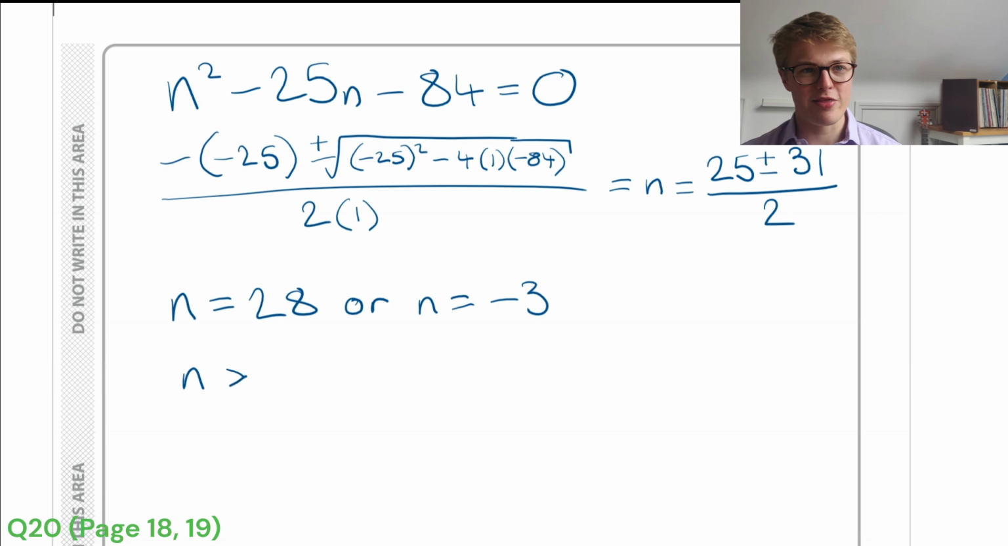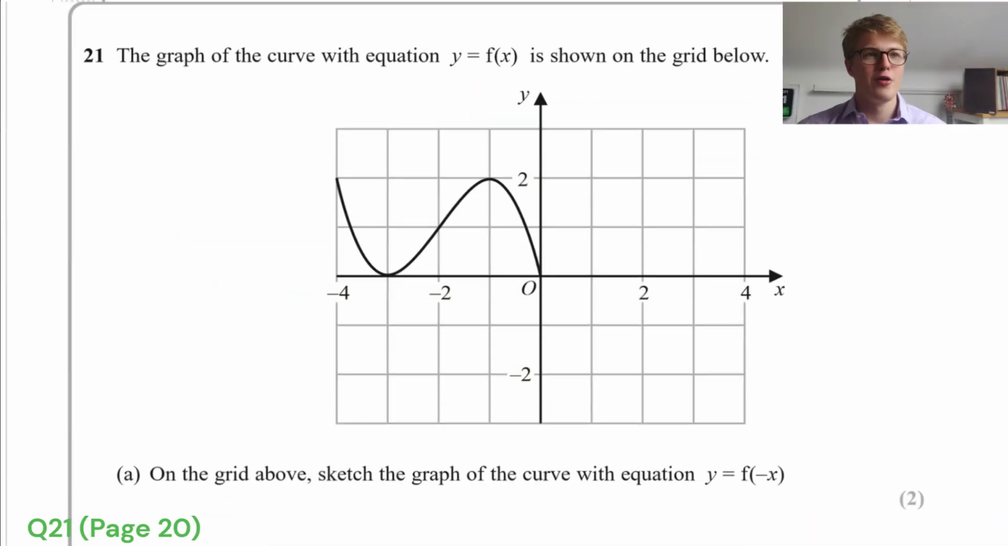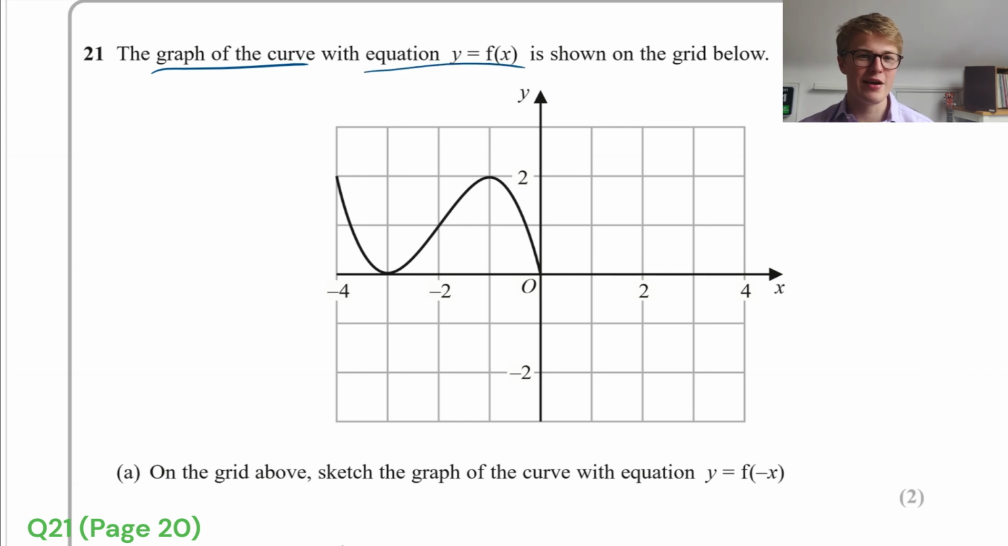Because we know n is greater than 0, that means n has to be 28, so 28 is our final answer. The graph of the curve with equation y equals f(x) is shown on the grid below. On the grid above, sketch the graph of the curve with equation y equals f(-x). So this is going to be a reflection in the y-axis.